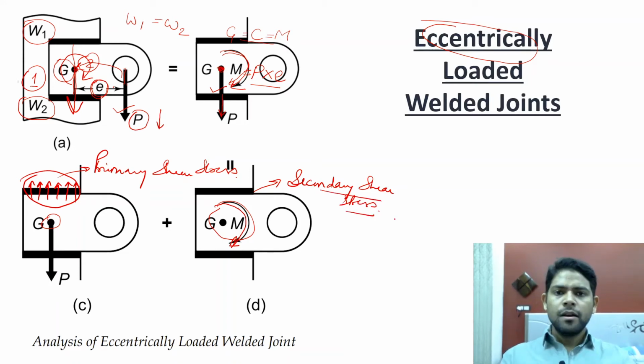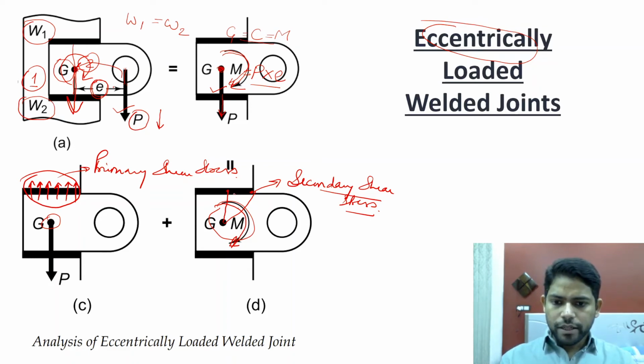Okay, now the secondary shear stresses will be directly proportional to the distance from the centroid or the center of gravity. For example, since this distance is greater than this distance, that's why the magnitude of the secondary shear stress developed at this point will be greater than the magnitude of the secondary shear stress developed at this point.